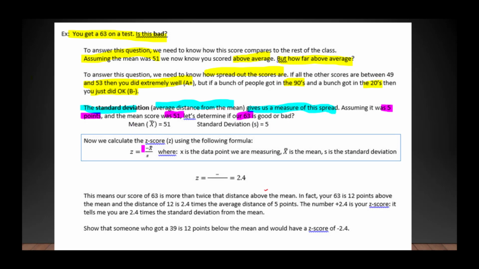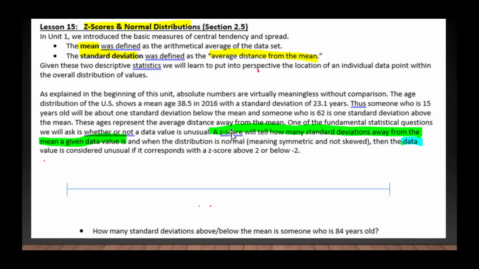So here's our data, and this is how we calculate z-scores. And let me recall what a z-score is. A z-score tells you how many standard deviations away from the mean a given data value is. And a data value is considered unusual if it corresponds to a z-score above 2 or below negative 2. So a z-score is how many standard deviations it is away from the mean.